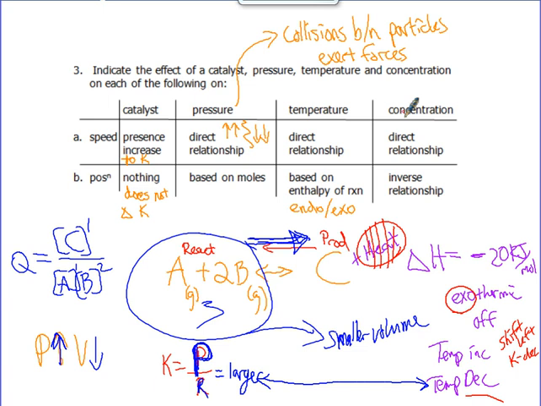And then 3A, concentration, which I'm hoping I still have yours. Concentration is directly related to speed. If you increase the concentration, that means you have more particles in there. More particles mean more collisions, so it's just like pressure. It has an inverse relationship with position, meaning if you add a particle, it's going to shift the other direction.